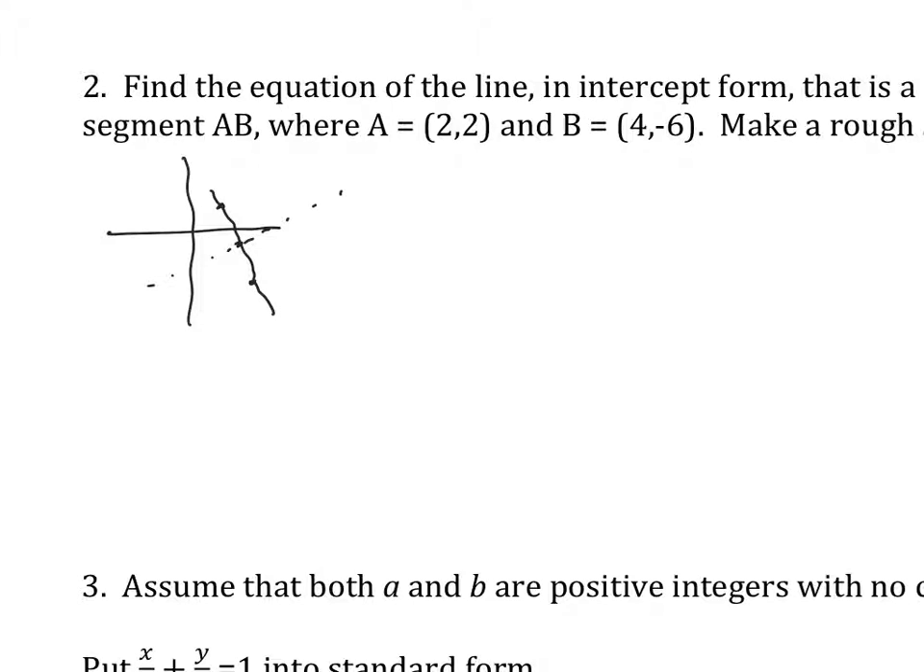Okay, so the slope of our line here is, we have negative 6 minus 2 over 4 minus 2, which is going to give us negative 8 over 2, which is equal to negative 4. So that means the slope of our perpendicular bisector is going to be 1/4. And we also know it has to pass through the midpoint.